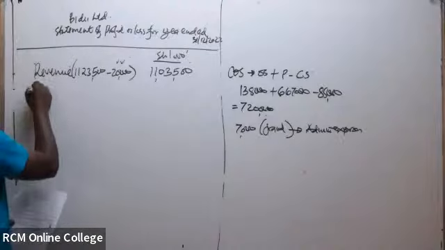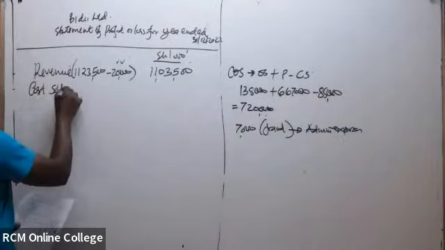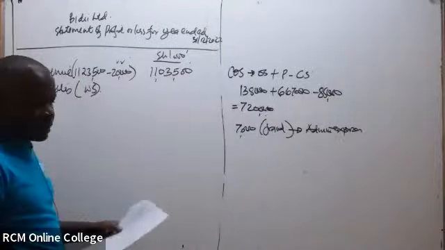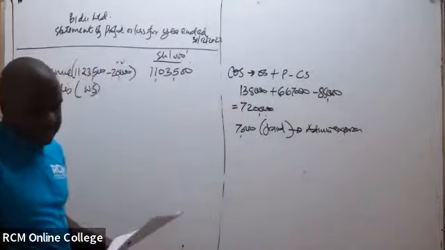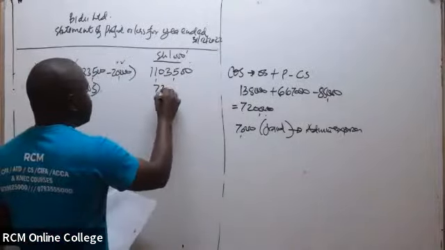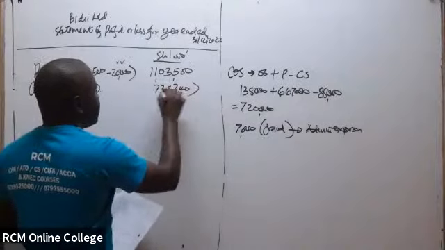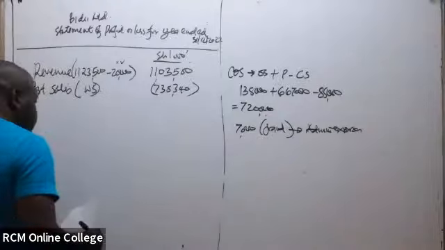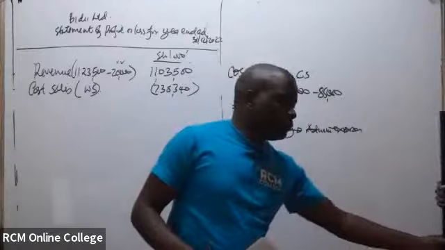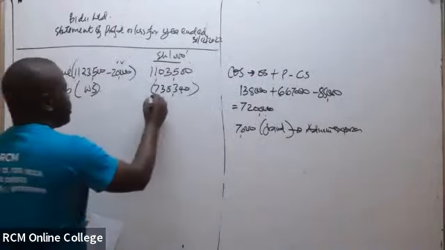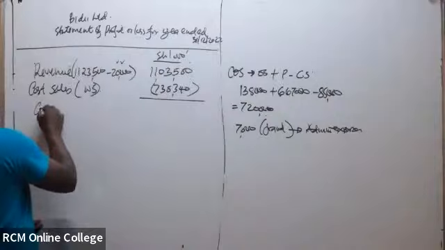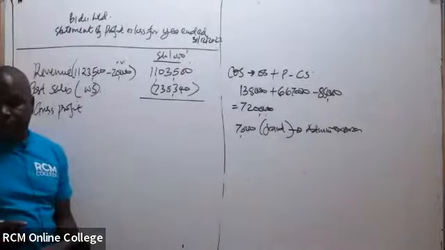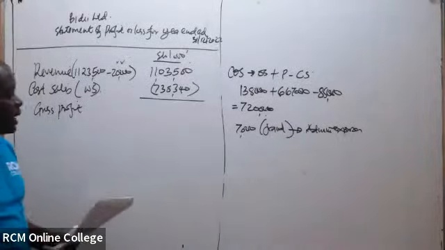So this is what we end up with as the revenue. Then, of course, we get the cost of sales, which we computed under working number 5: 738,340. Therefore you can get the difference, so that you can get the gross profit. The gross profit comes to 365,160.